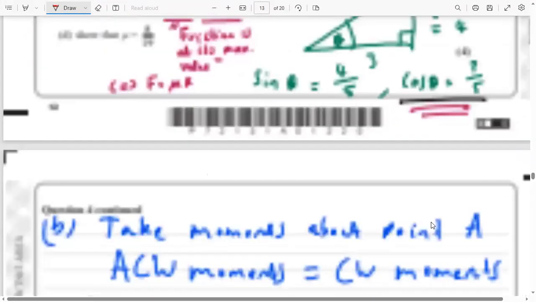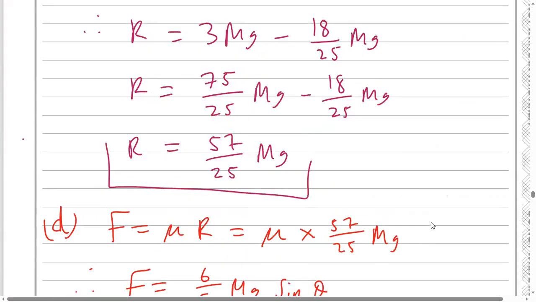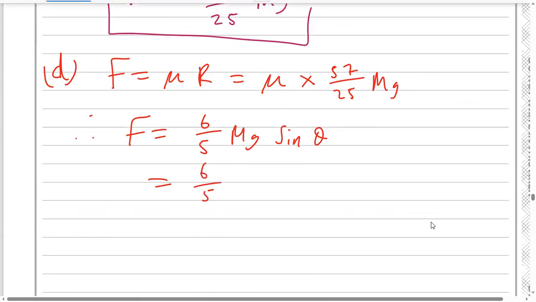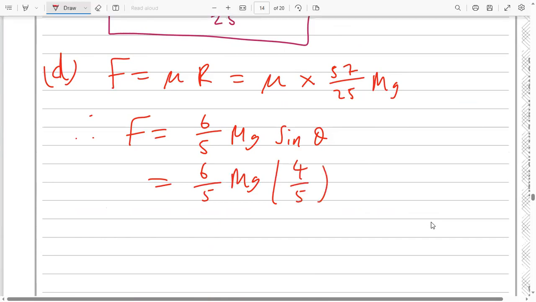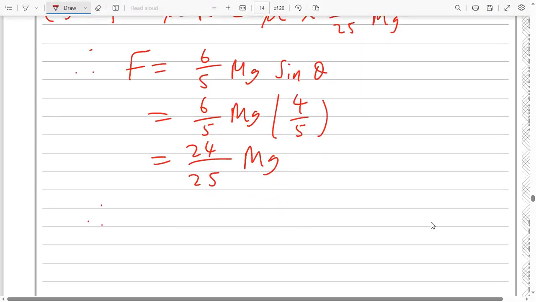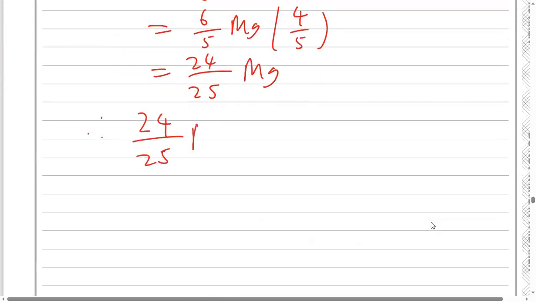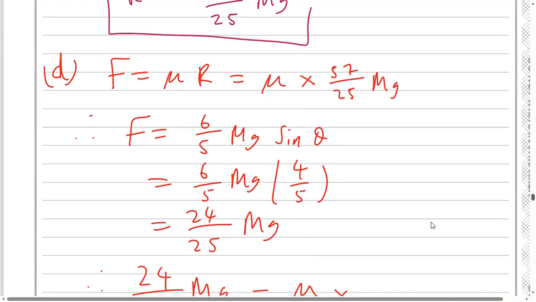And from our calculation back here, we know that sine theta is 4/5. So we've got 6/5 mg times 4/5 as our friction. Okay, so if we just simplify this, 6 times 4 is 24, 5 times 5 is 25, so 24/25 mg. Therefore the friction is equal to mu times the reaction force. So 24/25 mg is our friction, equal to mu times the reaction force here, this 57/25 mg.